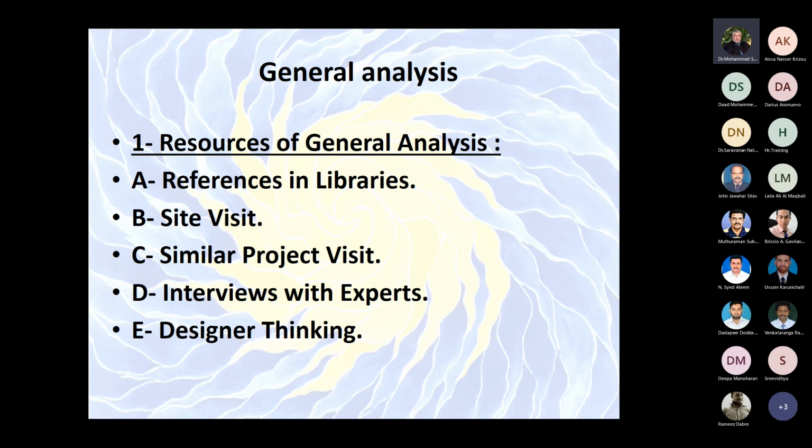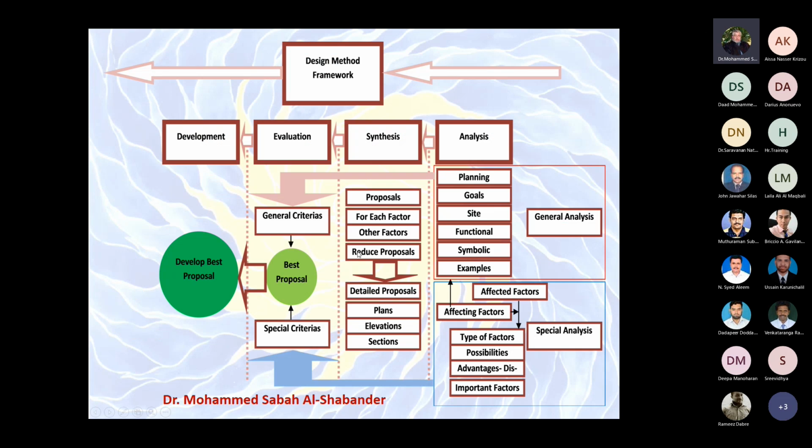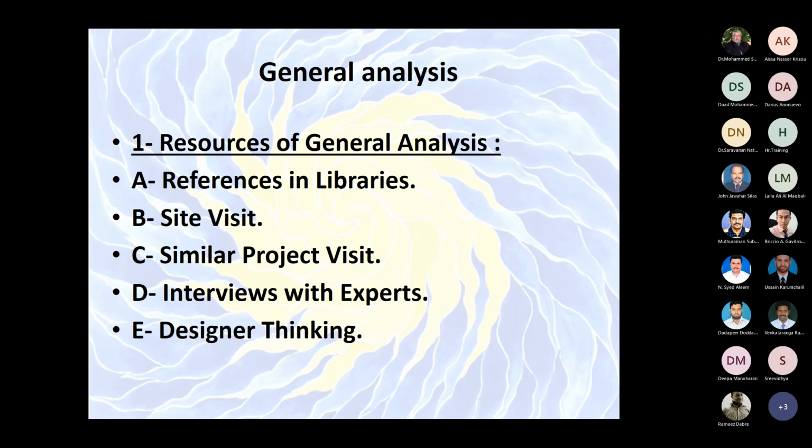Now we will go on to explain each stage of that in detail. General analysis, the first stage. The resources of general analysis, what are the resources that we have to depend on? First, references in libraries or on the website. Also, site visit. This is very important for the architect or the student to make a site visit to check all the factors that affect the site analysis.